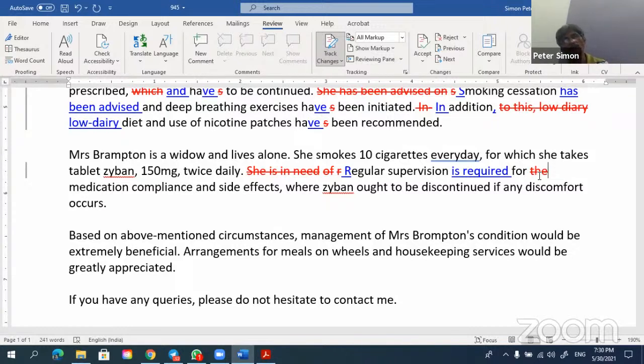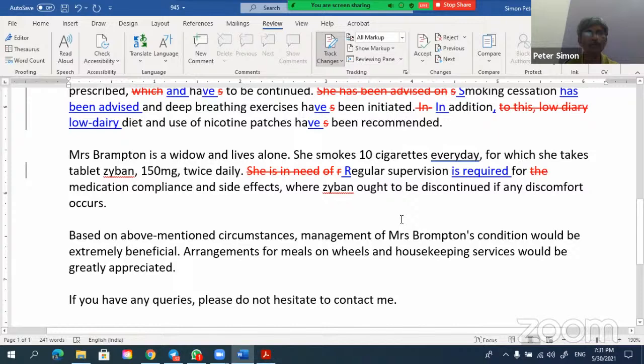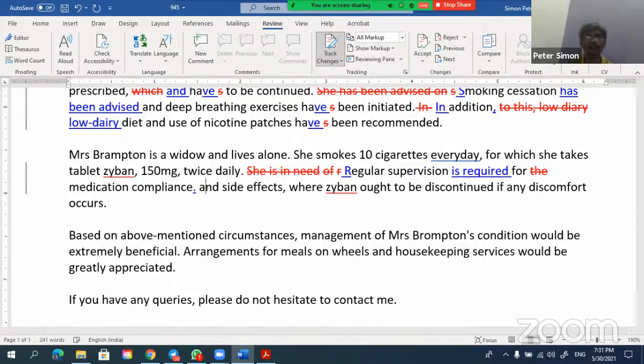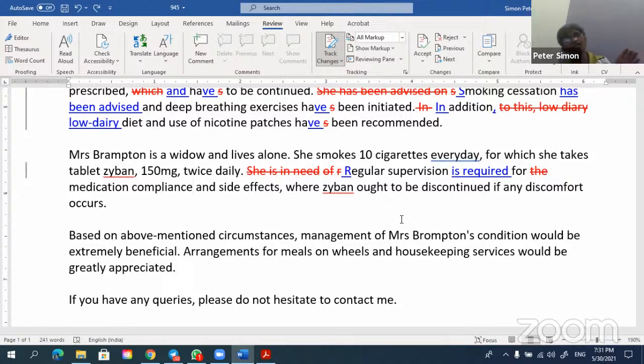Regular supervision is required for medication compliance and side effects. So, medication compliance. Full stop. The side effects is different. Or you can keep it like that and say medication compliance and side effects. Full stop. There you put the full stop. Change the sentence. If necessary.